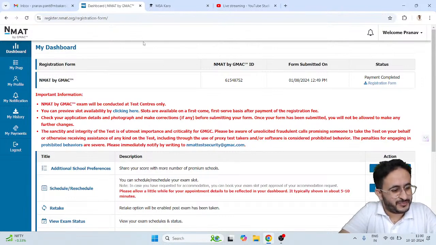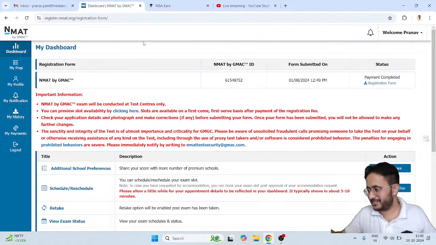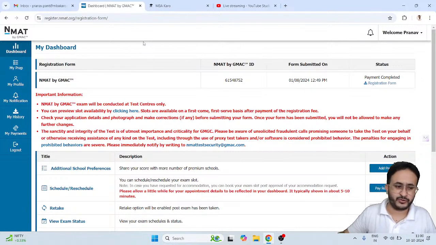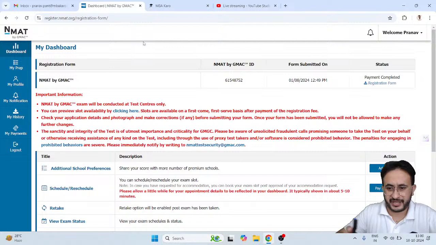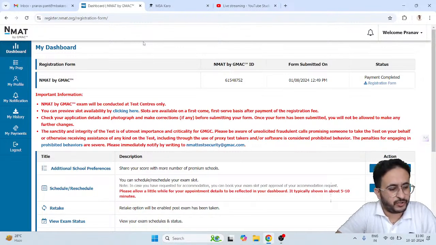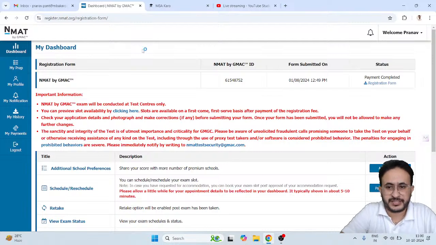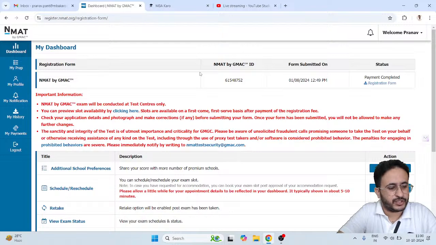So, some of you must have been waiting for this session, and today I'm going to solve the official NMAT mock. Now, before I solve, I'll give you some advice about the official mock. What happens in the official mock is that it uses the same algorithm as the actual examination. So this is the best way to get your actual level.